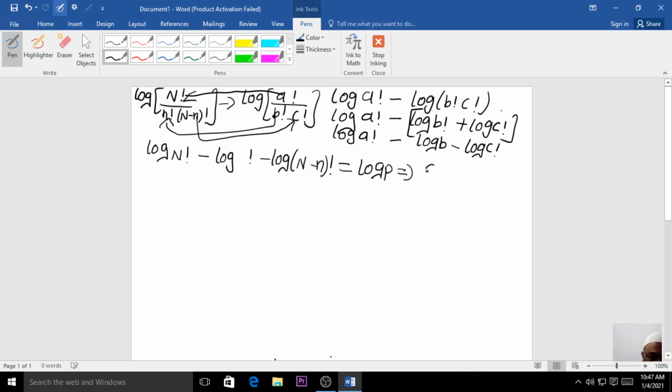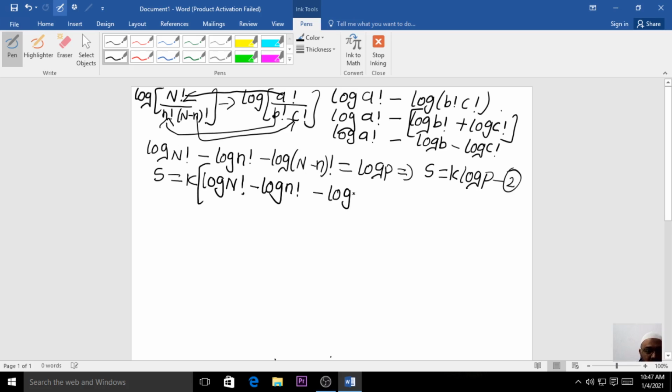And also we know that S is equal to K log P. So S is equal to K log P, this is equation number 2. Now substituting the value of log P in equation number 2, what will you obtain? S is equal to K log P. So instead of log P, what can I write here? Log n factorial, you can just open this bracket, minus log, sorry, this is n, so log n factorial minus log of capital N minus small n. I think that you got a very clear idea regarding this.